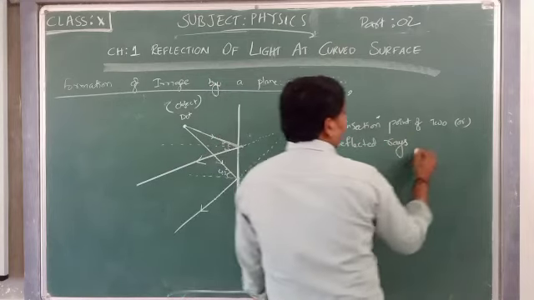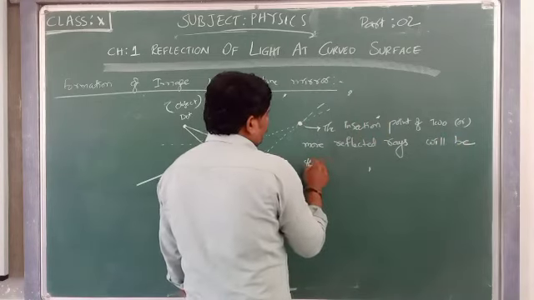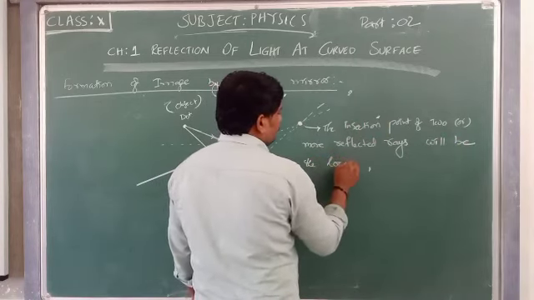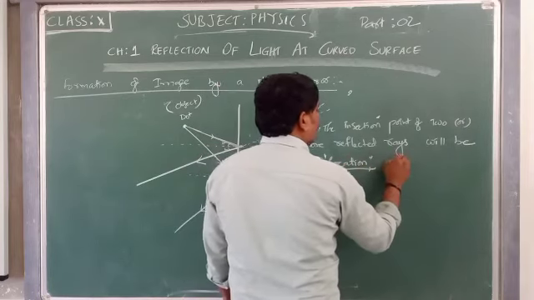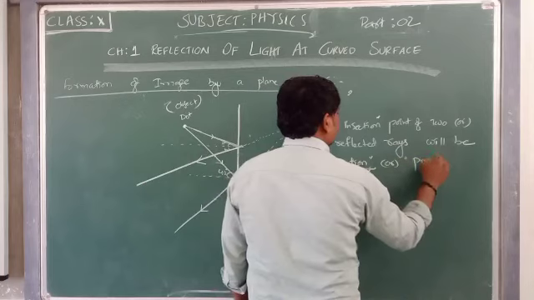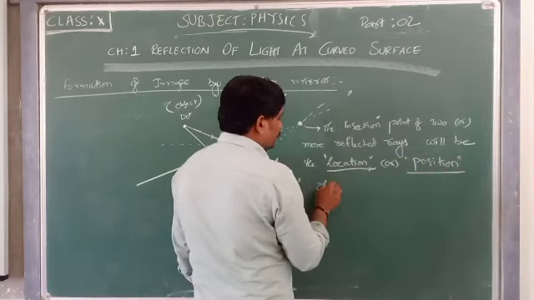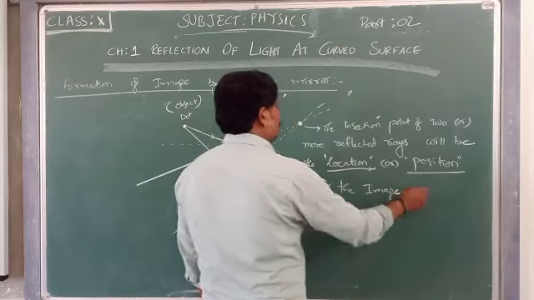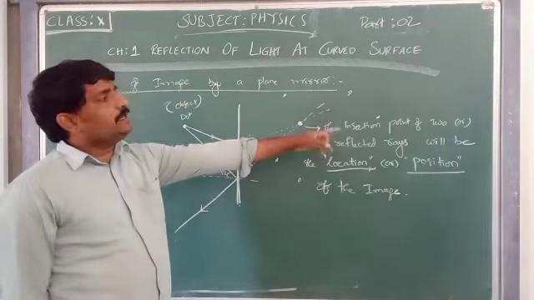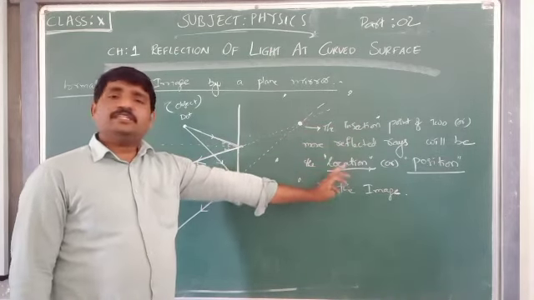Two or more reflected rays will be the location or position of the image. So the intersection point of two or more reflected rays will be the location or position of the image.